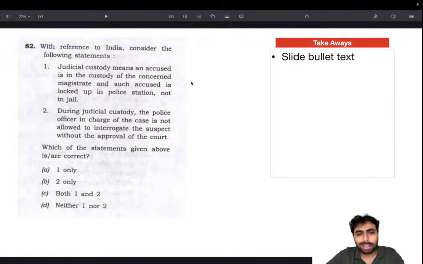So having that idea also really helps if you are not very aware of things. So judicial custody means that if the magistrate is not giving them bail, they will be remanded. Remanded means they'll be sent to the sub jail or whatever jail the magistrate says. So it's not locked up in a police station. It's a temporary thing. They are not going into the lockup or anything. They are going to the jail only. That's called being remanded. So this is wrong.